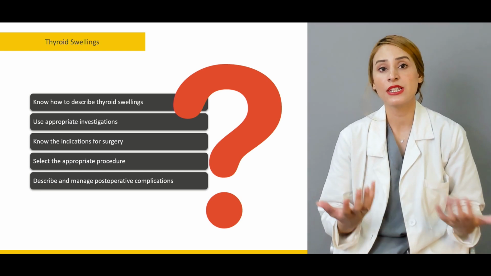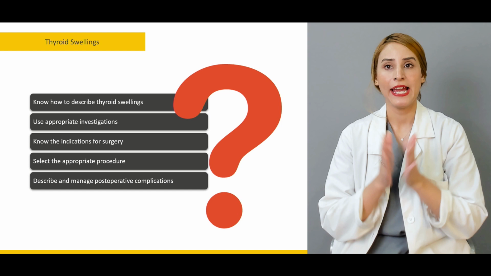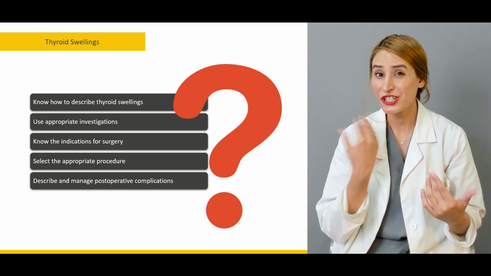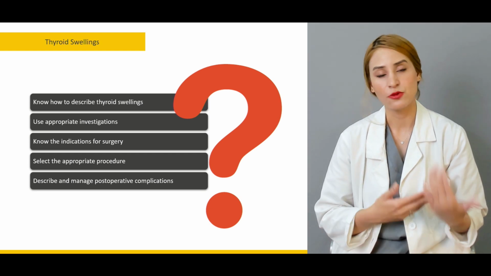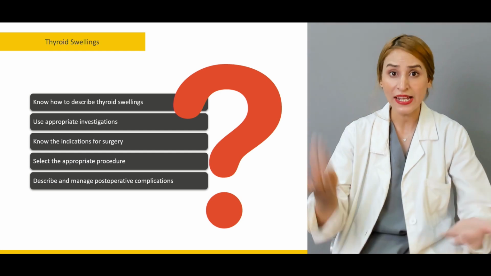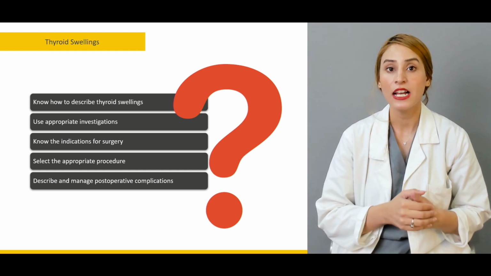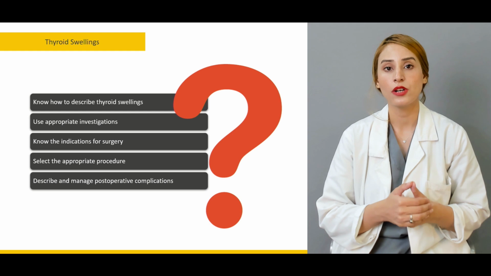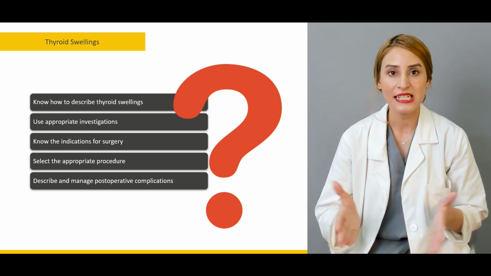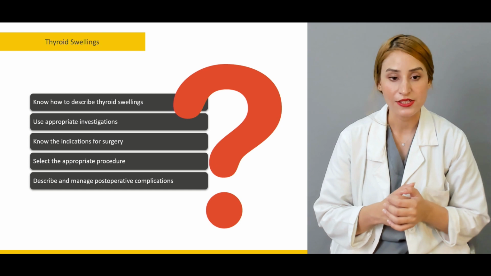First, you need to know how to describe a thyroid swelling. Let's suppose a patient comes to you and tells you that she has noticed a swelling, a random incidental finding, in front of her neck. So you take a proper history, and then you perform a detailed physical examination. And in the physical examination, you need to know how to describe a thyroid swelling.